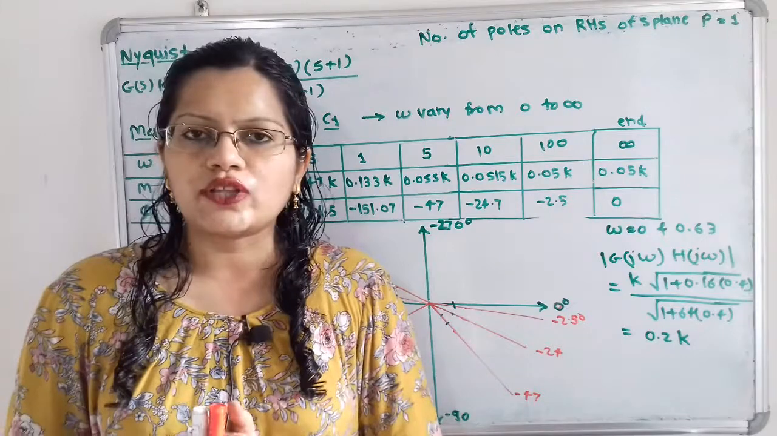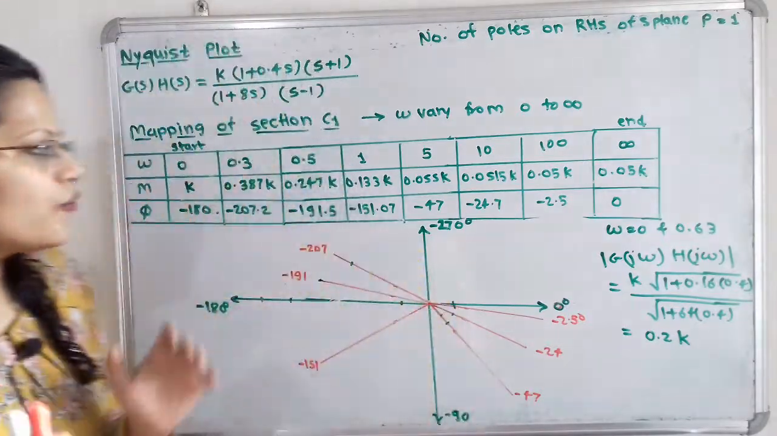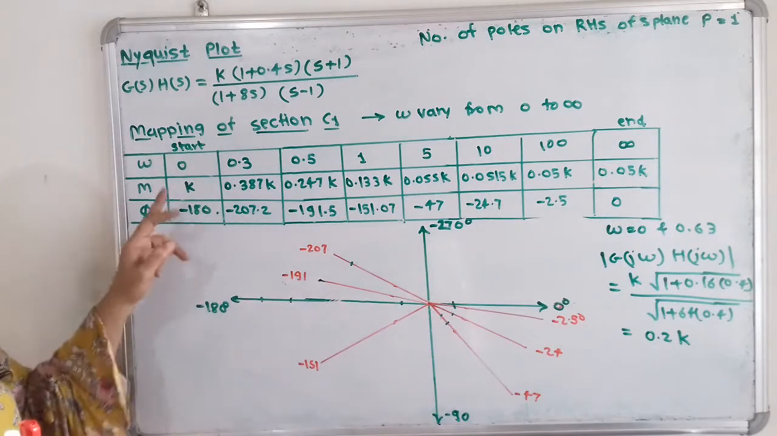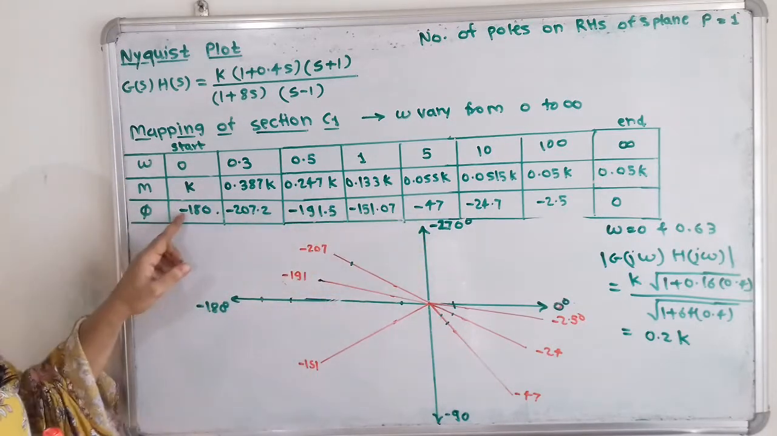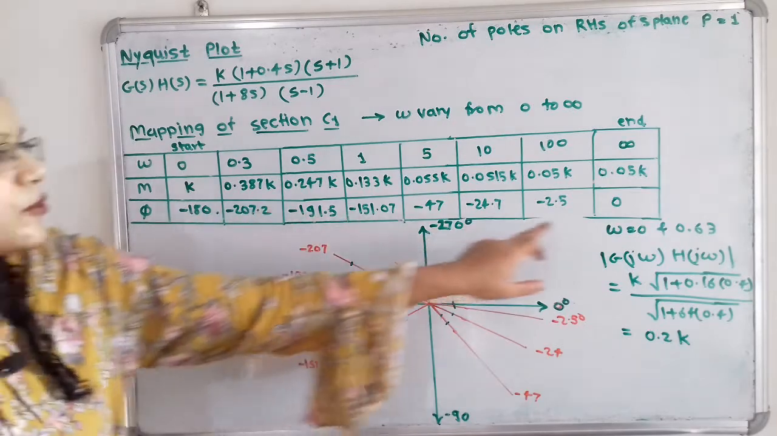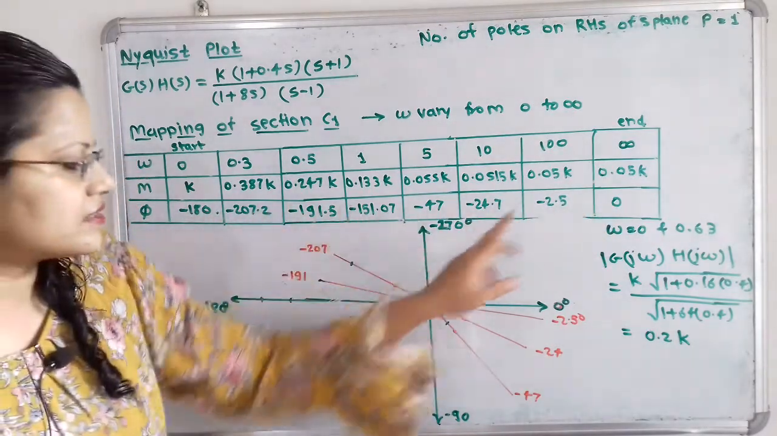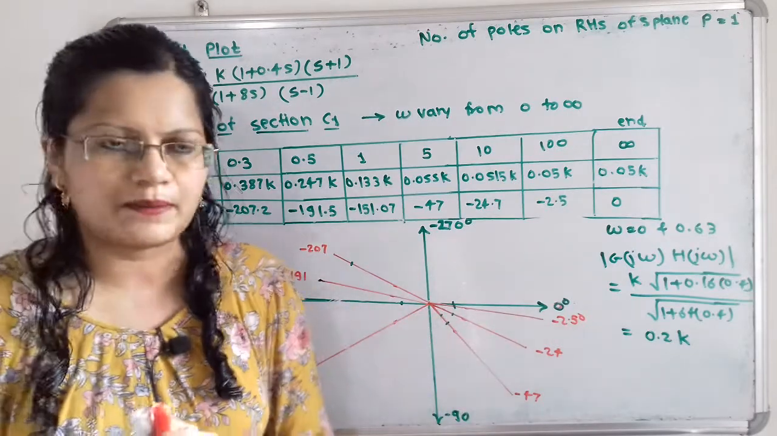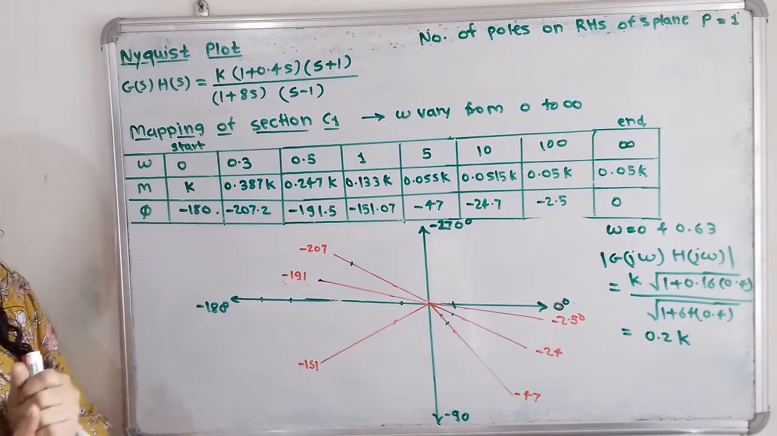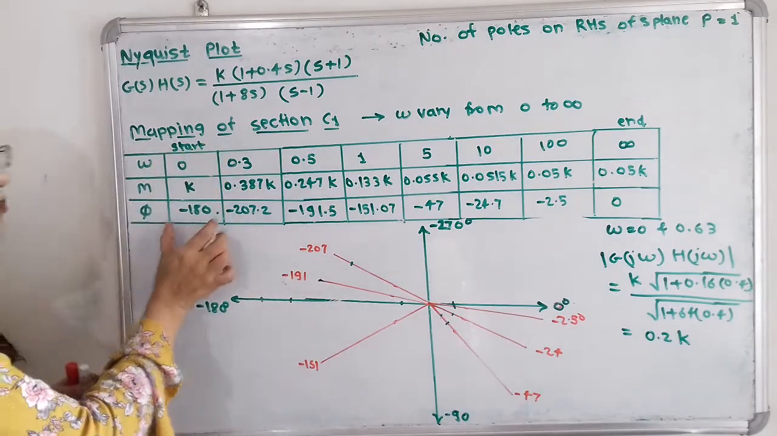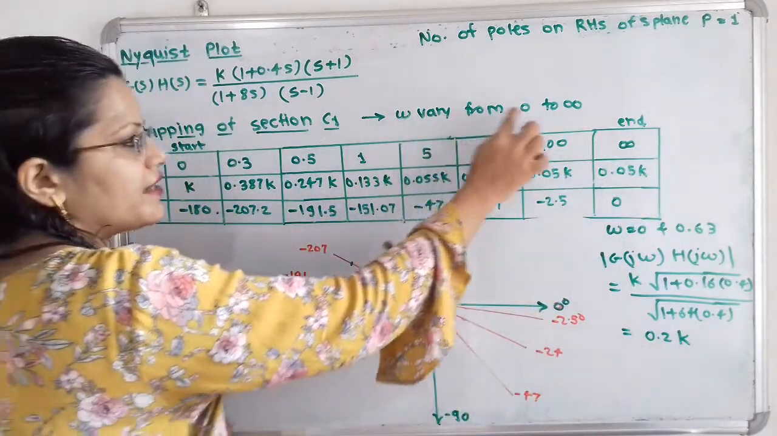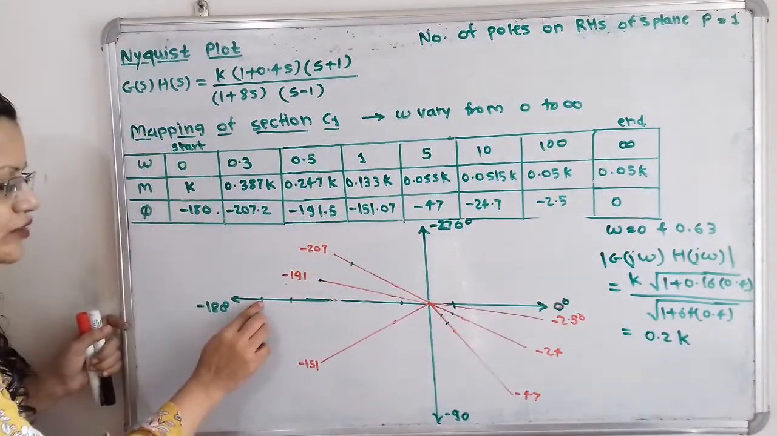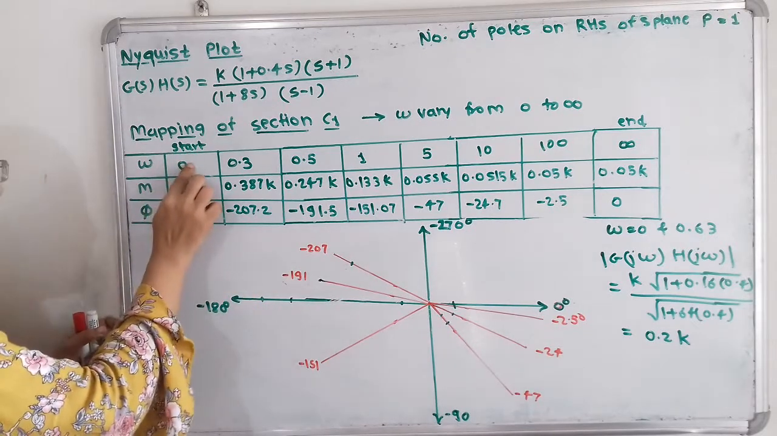Now we will move to draw the polar plot. For that we have to first draw the real axis and imaginary axis, and the phase angle phi varies from minus 180 degree up to 0. These are the phase angles that we will draw. I have drawn all these phase angles with this red marker. Now we have to plot the magnitude. This is the start point and here is the end, because omega varies from 0 to infinity for section C1. So we have to start from omega equal to 0.